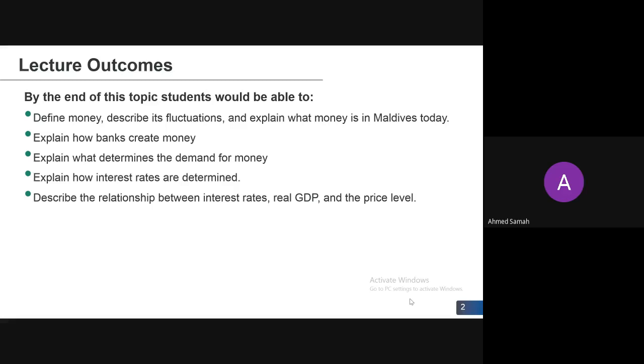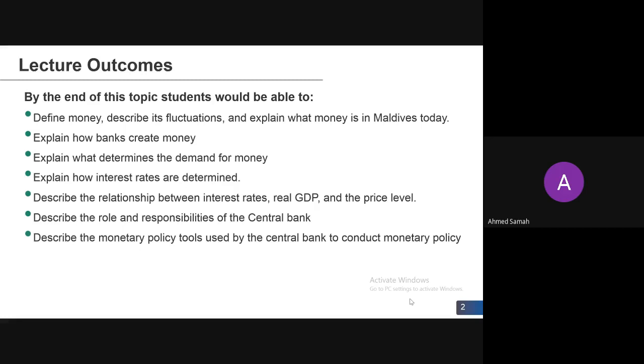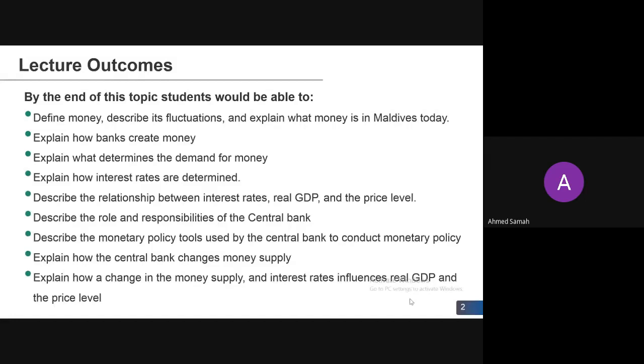Then before going into monetary policy, we will look into the roles and responsibilities of the central bank. And you should be able to describe what monetary policy is and what the tools and frameworks used to conduct monetary policy by central banks are. Then how the central bank changes the money supply by conducting this monetary policy, and how the change in the money supply and the interest rates influence the real GDP and the price level of an economy as well. And in addition to this, I have added a few slides on how monetary policy is conducted here in the Maldives, mainly because it is my turf, so I will be explaining how it is done here in the Maldives as well, so that you will have some applied idea of the policy.